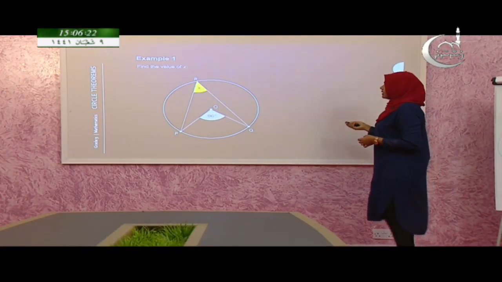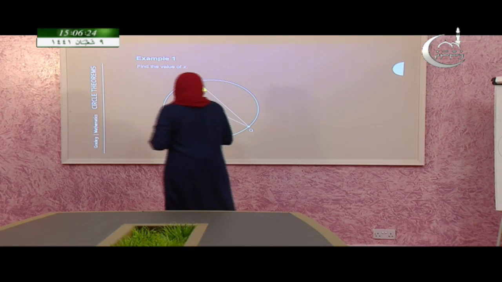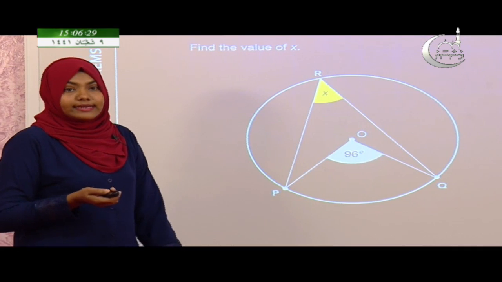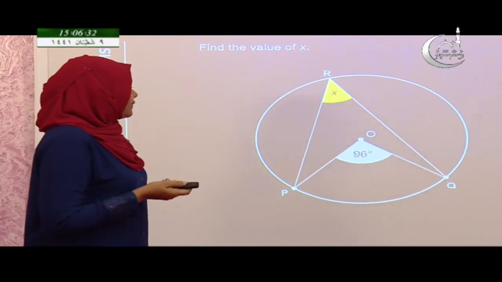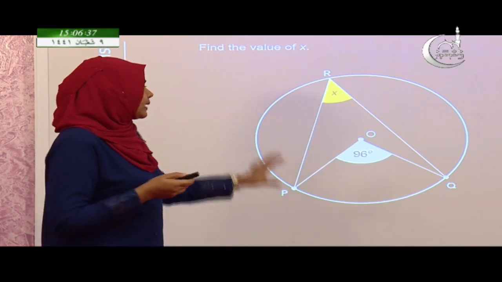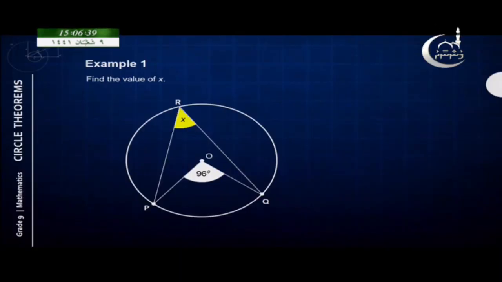For example, here this is the example given to you. Find the value of x. The diagram is PQR. Center is marked. Remember, if a circle theorem question is given to you, you should always be able to identify the center. If the question does not mention the center, you have to look at the diagram and see whether the center is marked. It is very important. So here the center is marked. POQ is 96 degrees. You are asked to find the value of x.